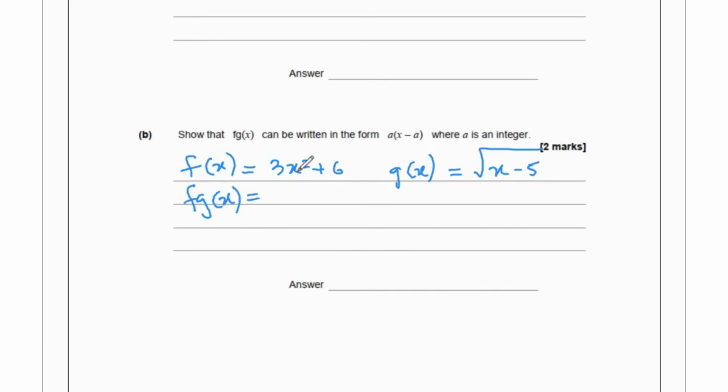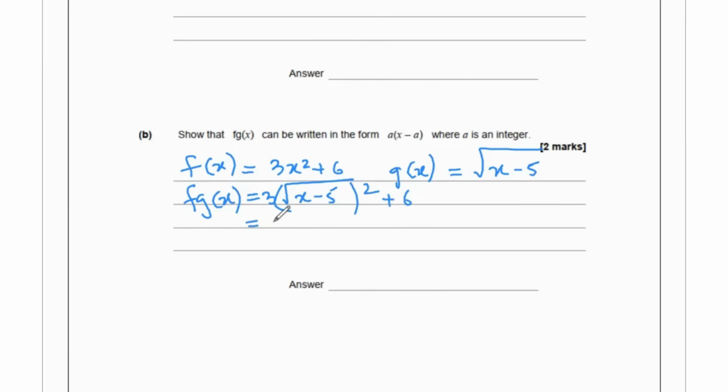Then show that f of g of x can be written in the form a times (x minus a), where a is an integer. So we know that f of x is 3x squared plus 6, and g of x is root of x minus 5. So f of g of x means we're substituting g of x in f of x now, the other way around. So now the x in f of x gets replaced by the function g of x. As you notice, instead of x, I'm writing root of x minus 5, which is the value of g of x.